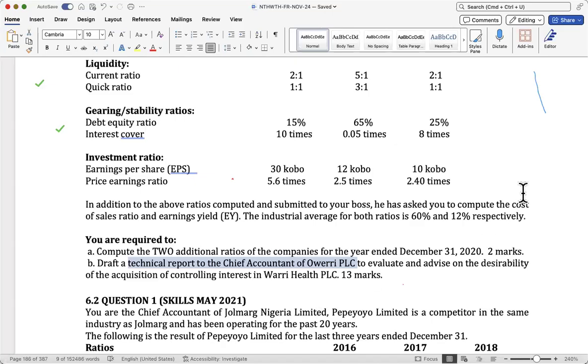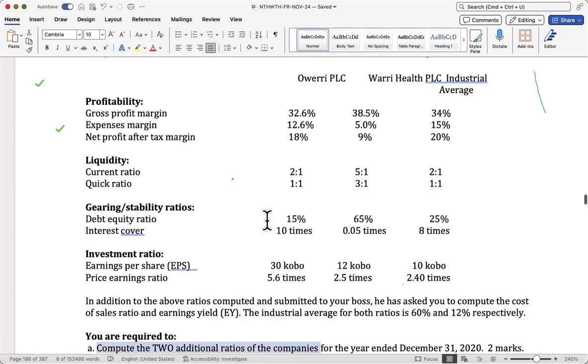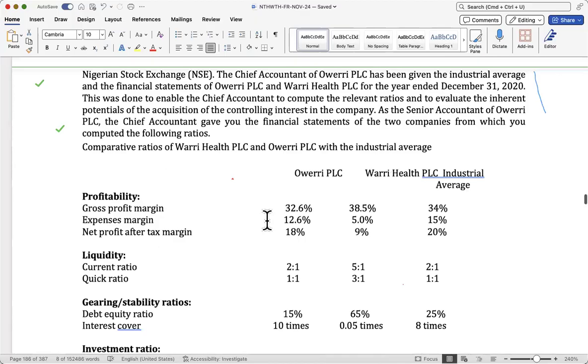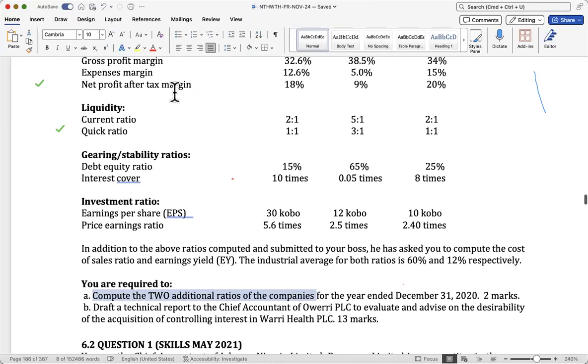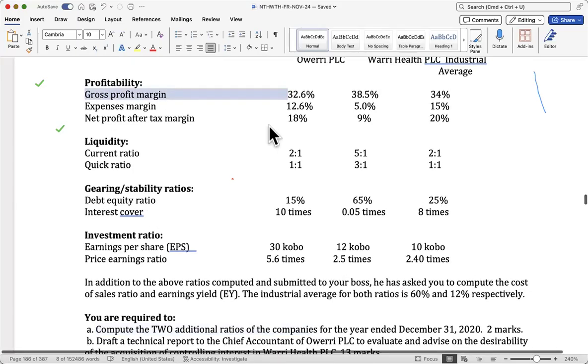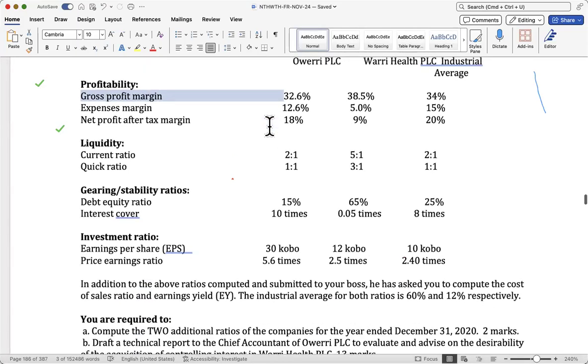Okay, this was the diet. They asked for a cost of sales ratio and earnings yield. This is the cost of sales ratio I was talking about, that they say they should compute, and they didn't even give them cost of sales. They didn't give sales, they didn't give cost of sales, but they gave us the gross profit margin. So 1 minus gross profit margin will give you your answer. That diet. Okay.